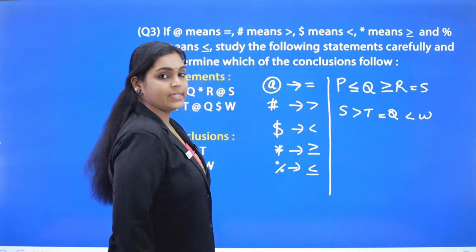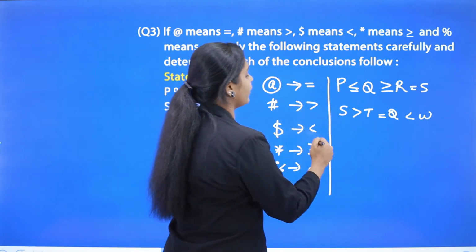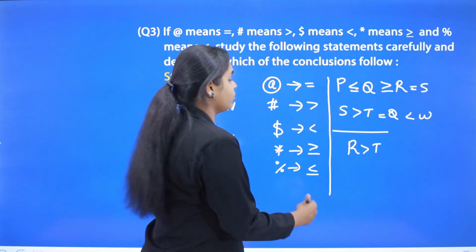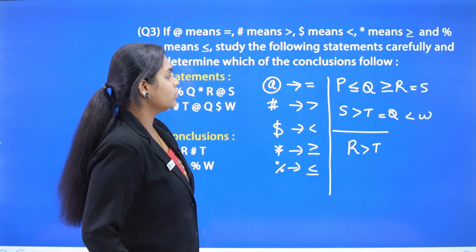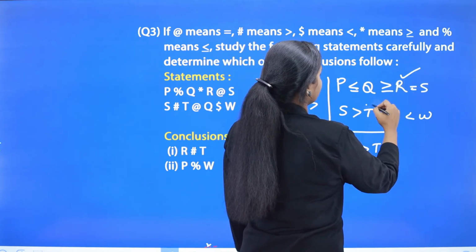Okay. Now let's take the conclusions. R hash T is the first conclusion. So what is hash? Greater than. So R greater than T is given. We have to check whether it is right or wrong. So just check these statements. R greater than T. R is over here and T is over here.